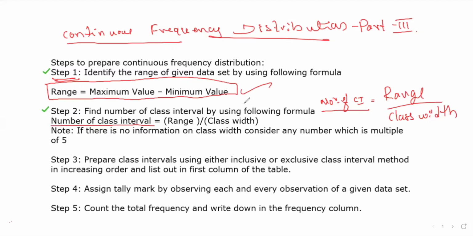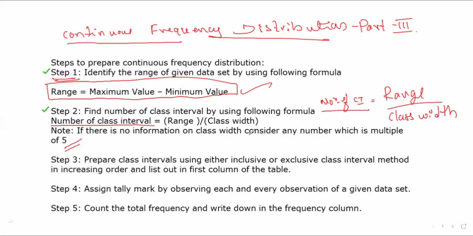The thing here is important: how to identify class width, right? In your research or in your project, you need to consider class width on your own basis, which is a multiple of 5. Why? Because there is no specific information on the class width in day-to-day life.